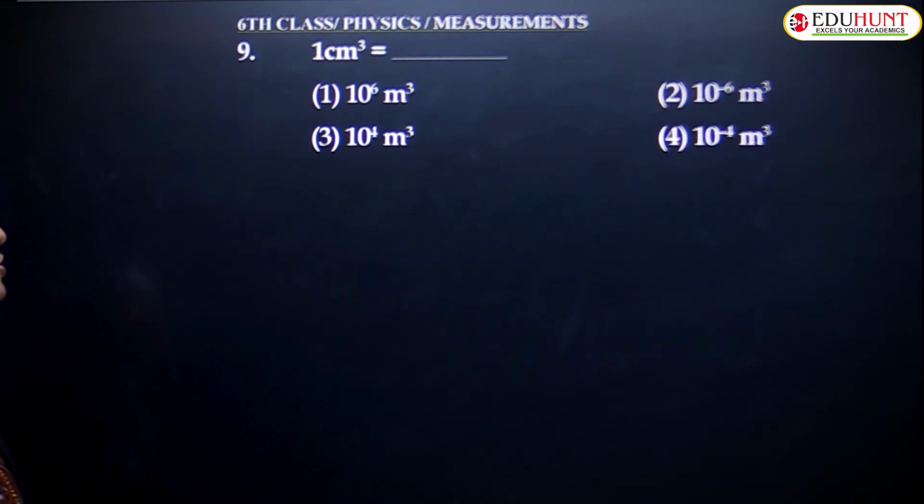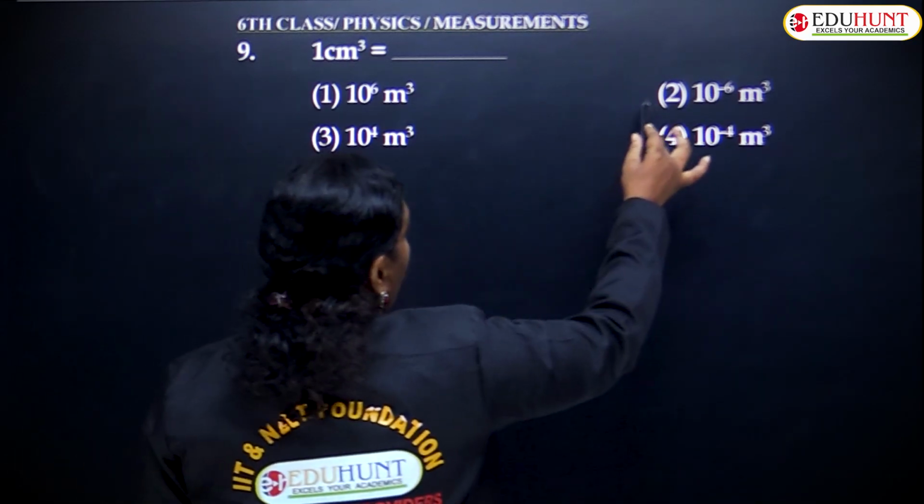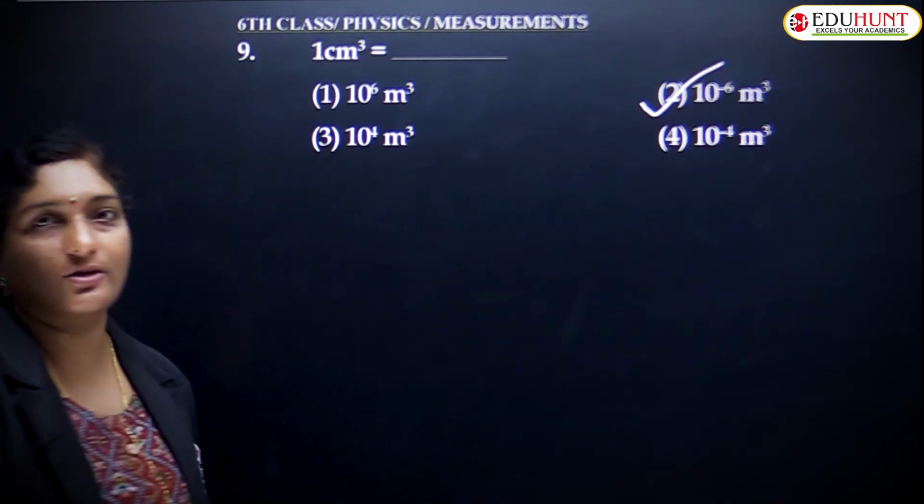1 centimeter cube you need to convert to meter cube. You already know it is 10 power minus 6 meter cube. Remember? The first question also did the same thing. So 1 centimeter cube must equal 10 power minus 6 meter cube. Direct question.